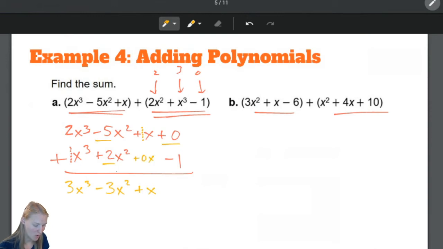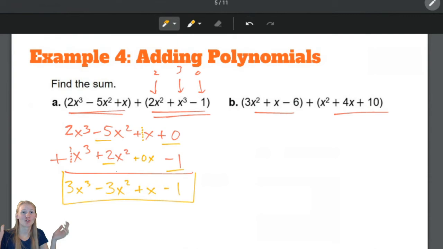And 0 minus 1 is -1. There you have it. You're done. So see why it helps to write the polynomial in standard form. When you write them in standard form, you have all your x cubes already together in a row, or in a column, excuse me. And you have all of your x's together in a column.